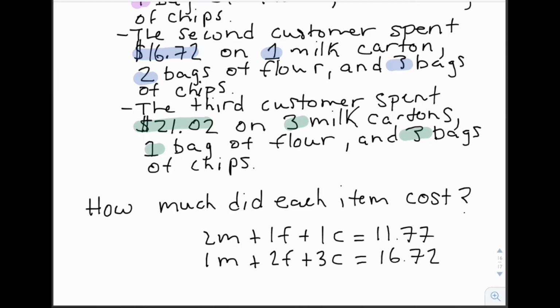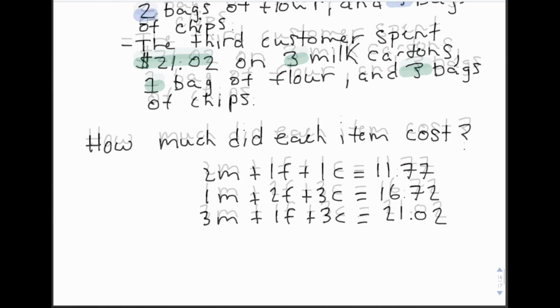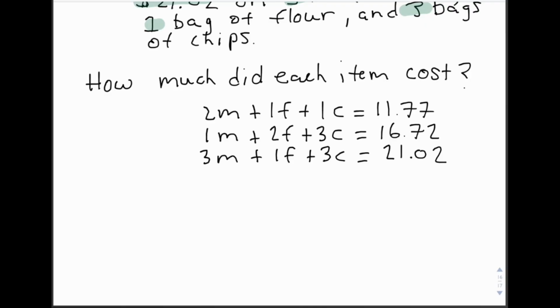And last, we have our third customer. We have 3 milk plus 1 flour plus 3 bags of chips, and that was equal to 21.02. So we need to go ahead and use our methods to figure out what each of these individual items are going to cost. So, alright, let's go ahead and look at this and try to eliminate the chips from the top 2 equations. So again, it doesn't matter which variables you decide to eliminate, but in this example, we'll go ahead and try to eliminate the chips here.